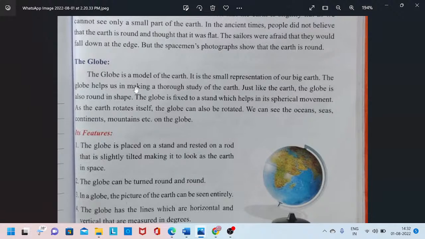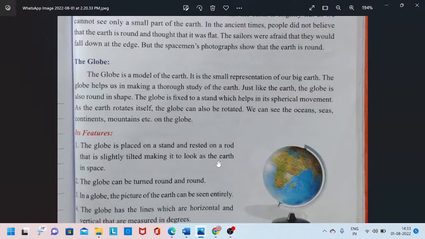The globe helps us in making a thorough study of the earth. Just like the earth, the globe is also round in shape. The globe is fixed to a stand which helps in its spherical movement. As I already said in my last video, the earth revolves around itself, the earth rotates, right?